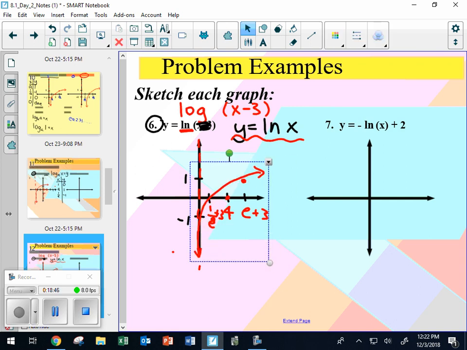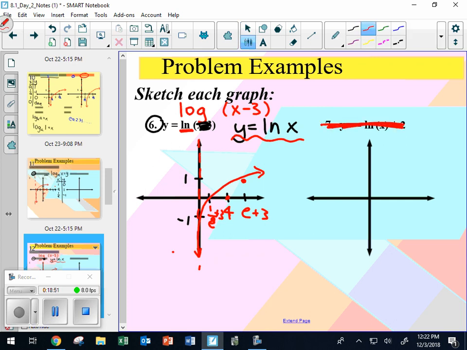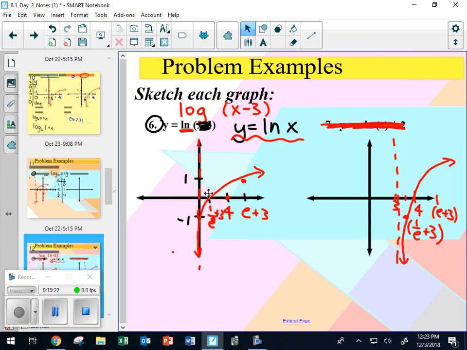So it won't let me move more than one thing at a time. I will redraw instead of doing this one. I will redraw so that this right here, that's 3. And here's our graph here. And this right here is 4. This right here is 1 over e plus 3. And this over here is e plus 3, with your accompanying y values, if you so choose.